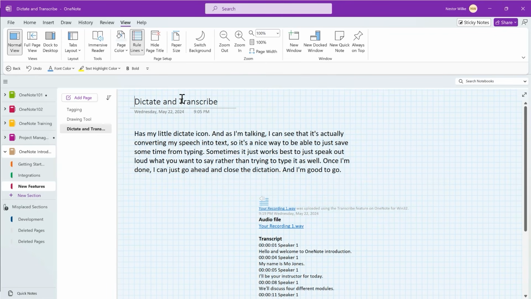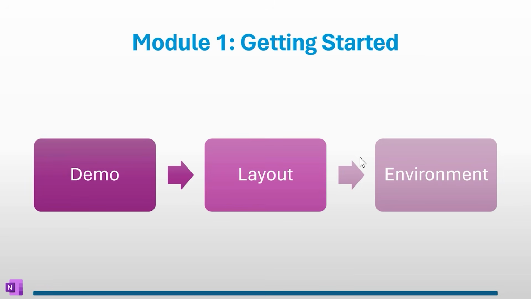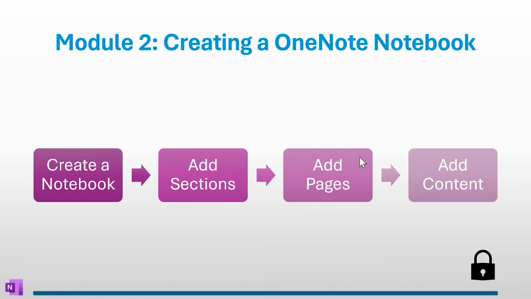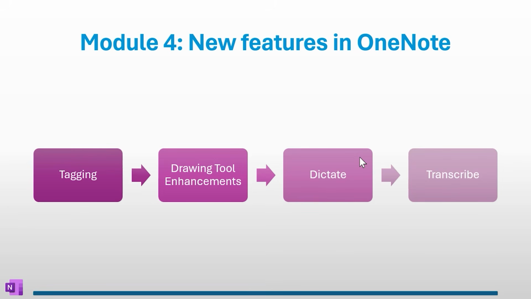So that concludes our course, right? Congratulations on completing the course. Just a quick recap here in terms of what we covered. So in module 1, we just kind of demoed OneNote to see what we can do. In module 2, we're able to create a OneNote notebook and add some content. In module 3, we took a look at the different Office integrations. And then for module 4, we took a look at the new features that are in OneNote as well.